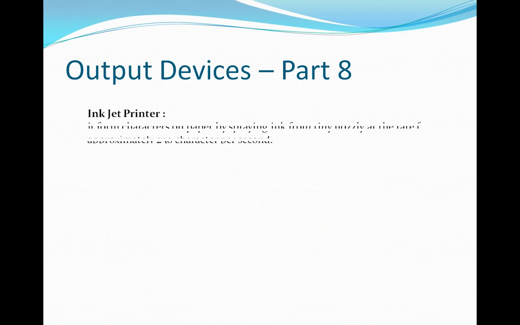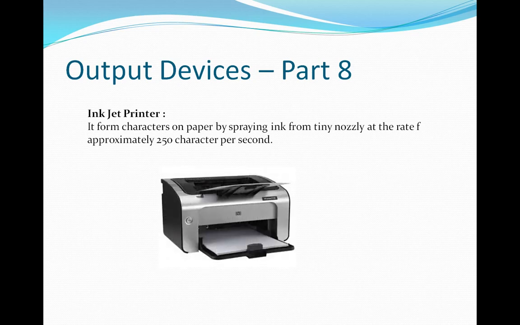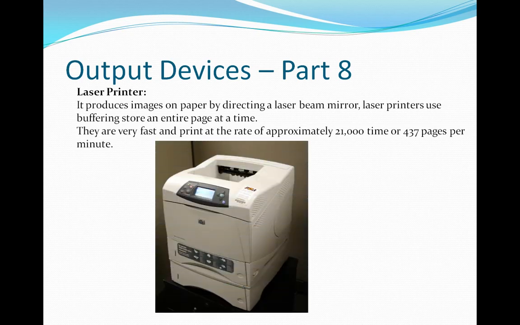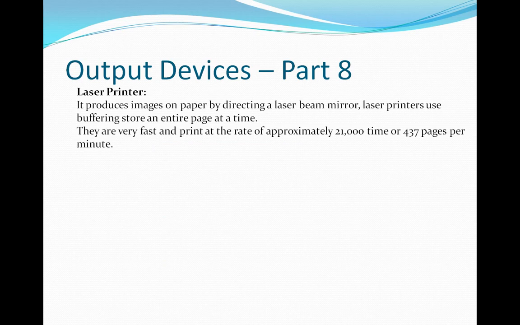Okay, then we have the inkjet printer. It forms characters on paper by spraying ink from tiny nozzles at the rate of approximately 250 characters per second. It is quite slow. Then we have an advanced printer called the laser printer. It produces images on paper by directing a laser beam using a mirror. Laser printers use buffering to store an entire page at a time. They are very fast to print. This is the sample laser printer. You can see these are normally very fast compared to the inkjet printer. Okay, then we have line printers. They print line by line, but due to buffer space, it prints an entire page.